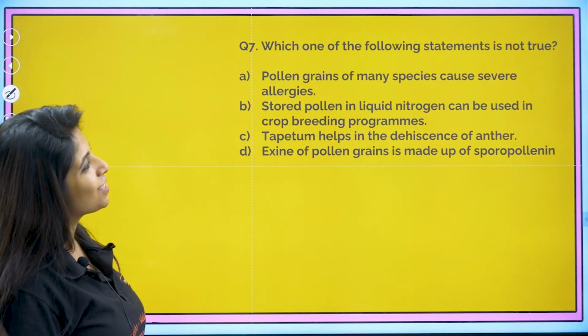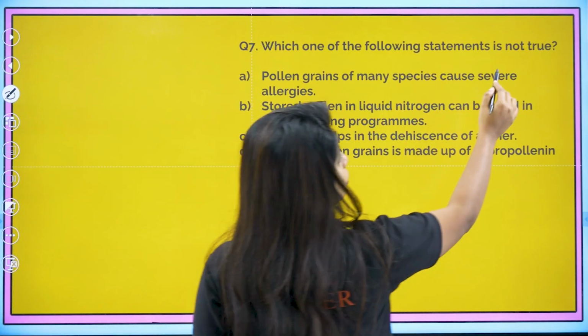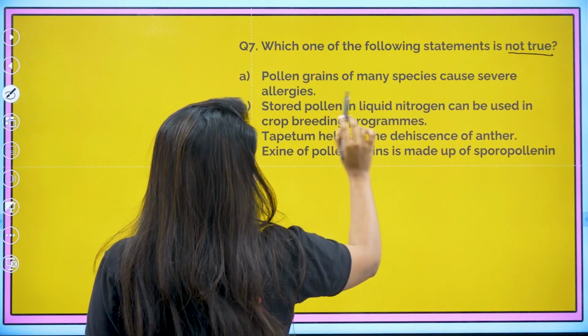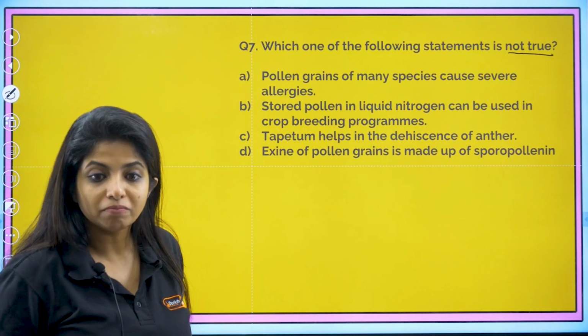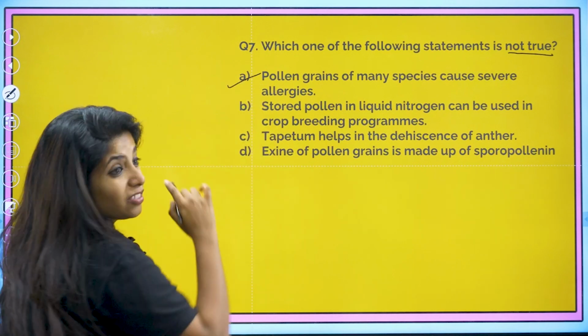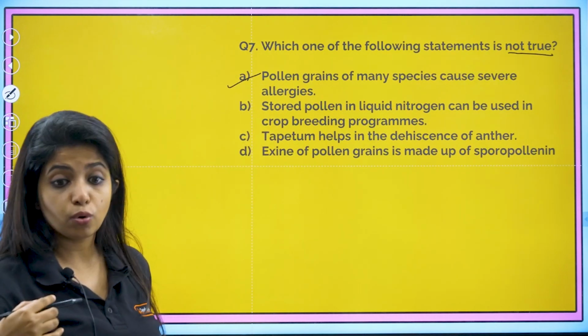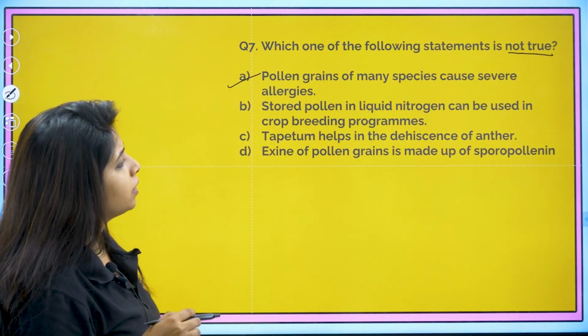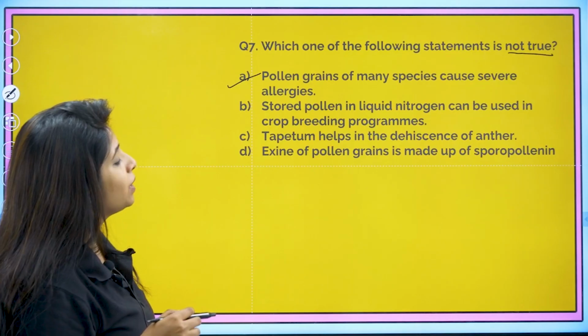Now first thing first. Which one of the following statements is not true? Not true. Pollen grains of many species cause severe allergies. Do you think so? Yes, it does. Parthenium, which is known as carrot grass, also causes severe allergy. Now, stored pollen in liquid nitrogen can be used in crop breeding programs.